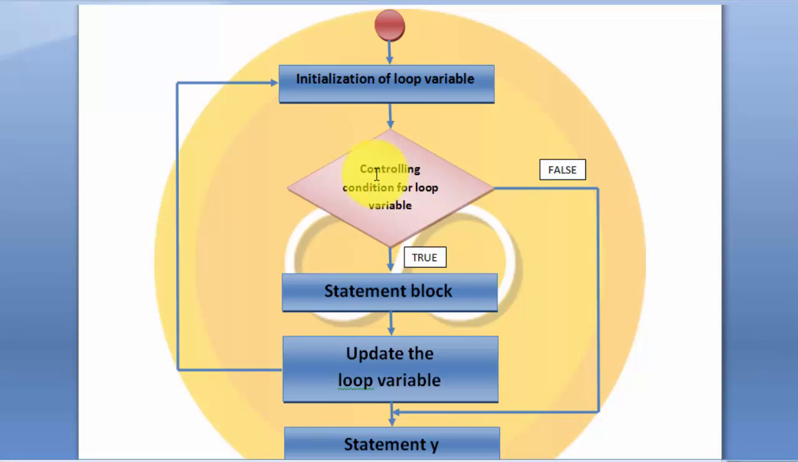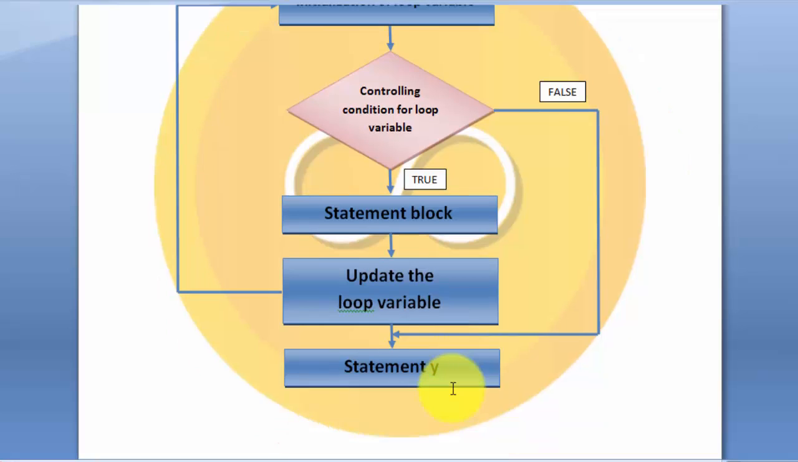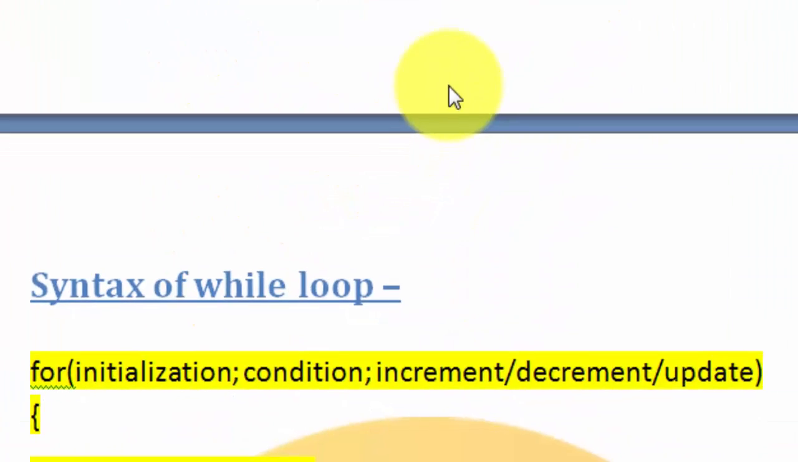If the condition is true, then the statement block is executed, and the loop variable is updated. This is sent again to the condition check. In case the condition is false, the entire for loop exits, and control goes straight out to the statement y. So let's check the syntax, which is based on this structure.